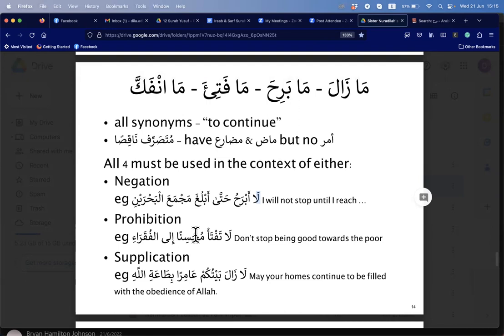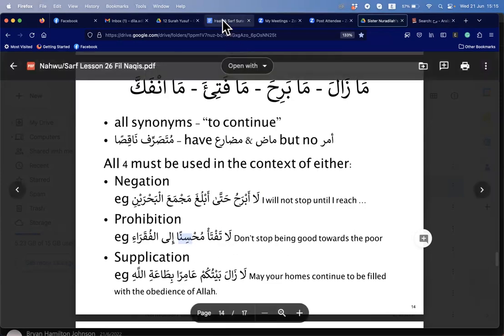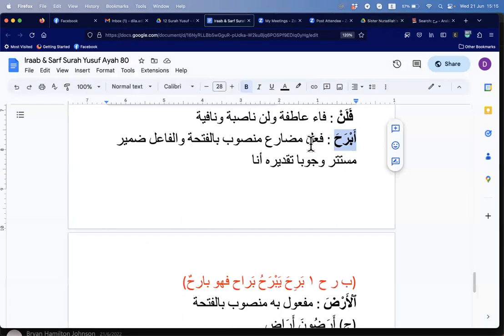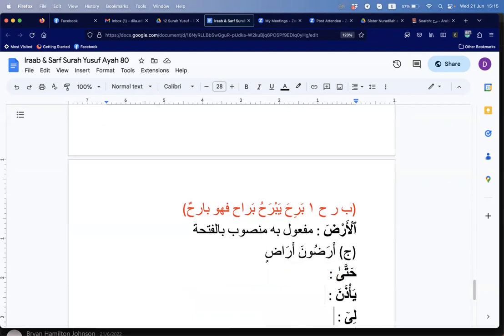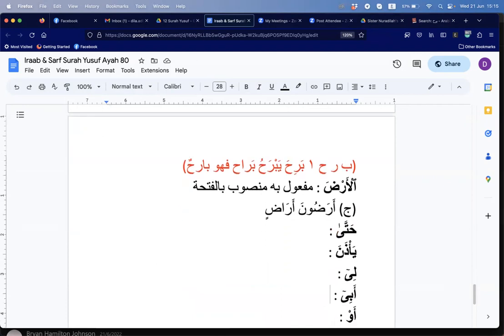As a fi'il nakis, right? Fi'il nakis, ism of the fi'il, and then khabar of the fi'il means continue to be the khabar. So here we have a khabar basically: don't stop, or basically continue to be good. This one obviously makes sense, continue to be good. But this one doesn't make sense. So you need to know the context, right? Meaning. Yes, exactly. Do one more.